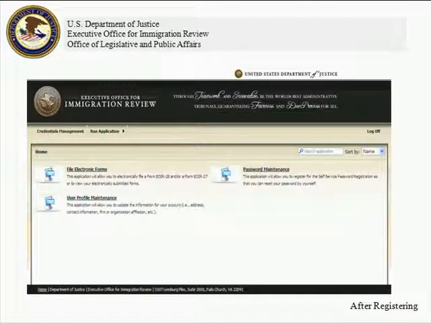And then here is where you can file electronic forms. As we said, it's the EOIR 27 and 28 in some situations. You can also update your information or reset your password.